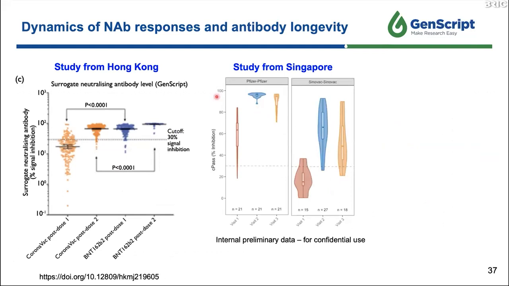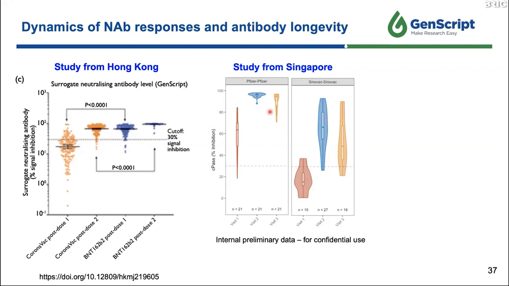So how about inactivated vaccine, right? For inactivated vaccine, here I would like to share one study from Hong Kong and another study from Singapore. The Hong Kong study showed that after the first dose of the Sinovac vaccine, most people are still negative, meaning that most people have not produced the neutralizing antibody. And after the second dose, there's a significant increase in the amount of neutralizing antibody, which is at a similar level after the first dose of Pfizer.